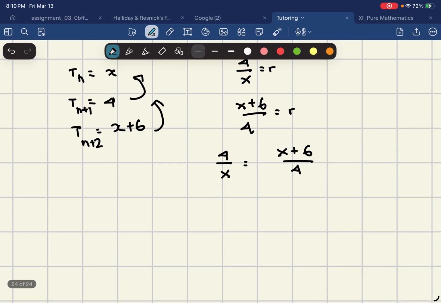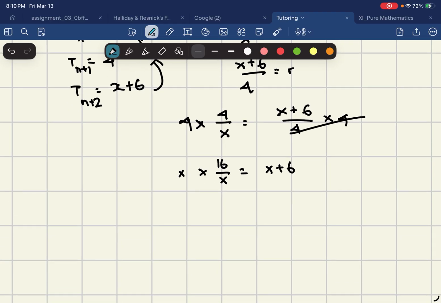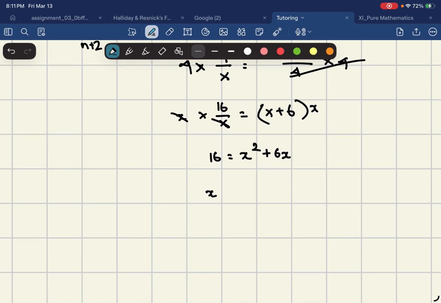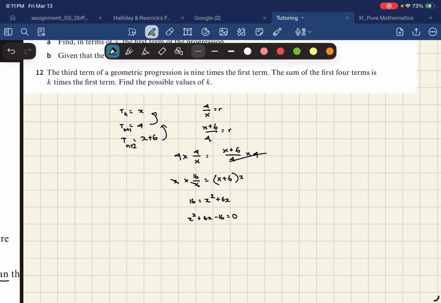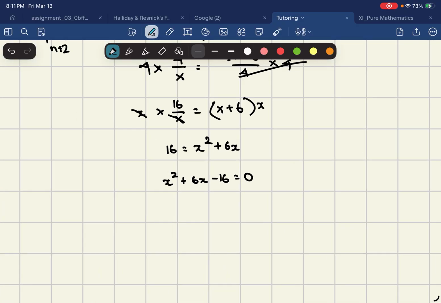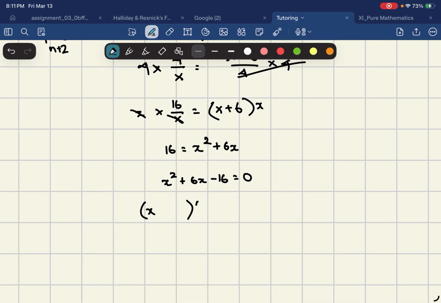Now, if I multiply by 4 on both sides, I get 16 divided by x is equal to x plus 6, right? Because the 4 will cancel out in the denominator of the right-hand side. And if I multiply by x on both sides, then the x's will cancel out in the denominator. So I get 16 is equal to x squared plus 6x. And this is a quadratic equation. So I have x squared plus 6x minus 16 equal to 0. So now I just need to solve for x.